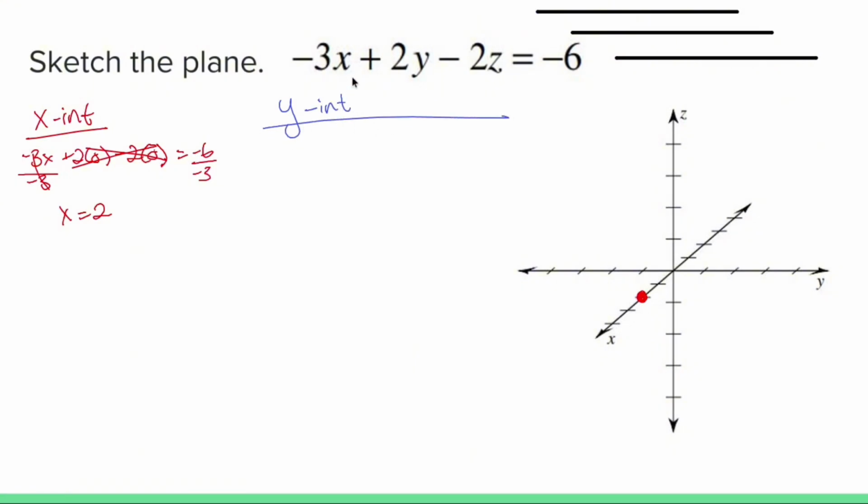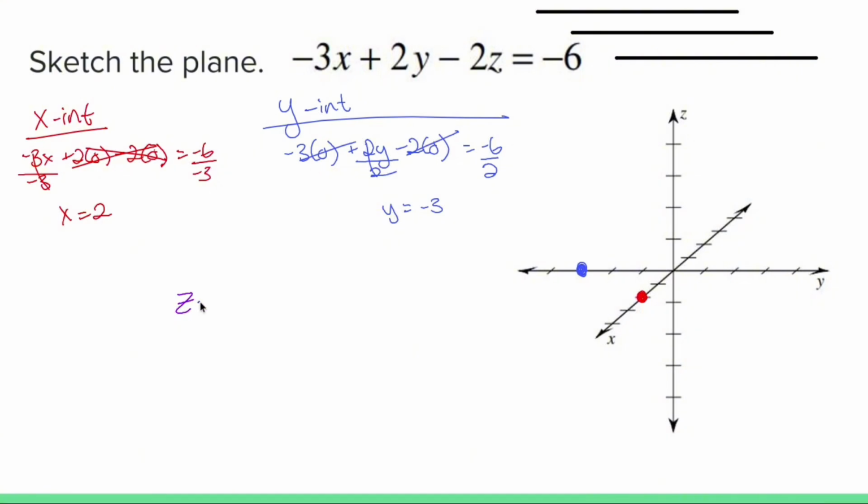My y-intercept is the same idea. You replace x and z with 0, so -3 times 0 plus 2y minus 2 times 0 equals -6. Divide both sides by 2, and y is going to equal -3, which means my y-intercept is -3. Here's my y-axis. 1, 2, 3 to the left gives me a y-intercept at -3. Now I could draw one line if I wanted to, but let's just wait till the end.